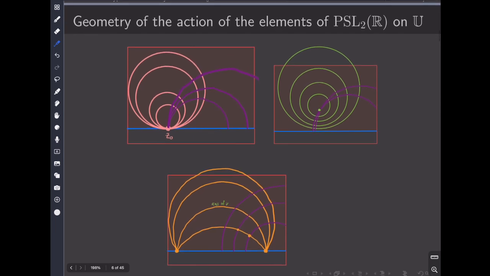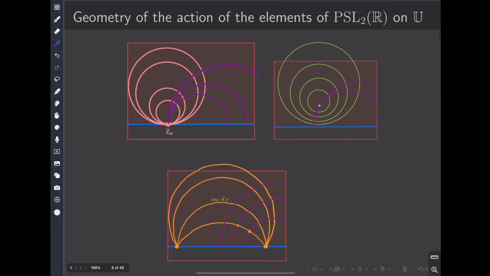Now, what happens when the Möbius transformations themselves? Yes. So, sorry. This.